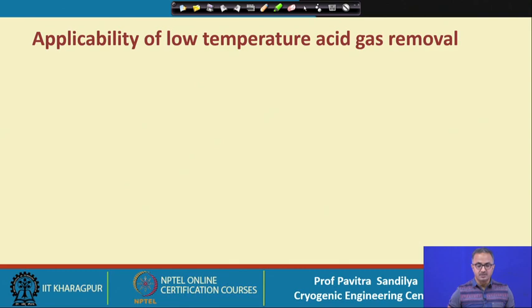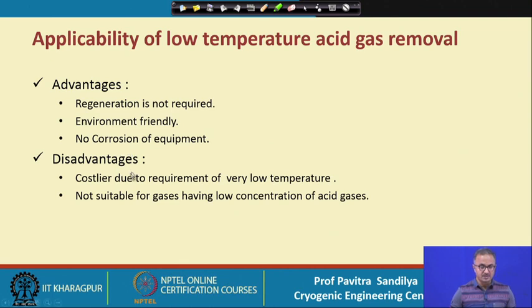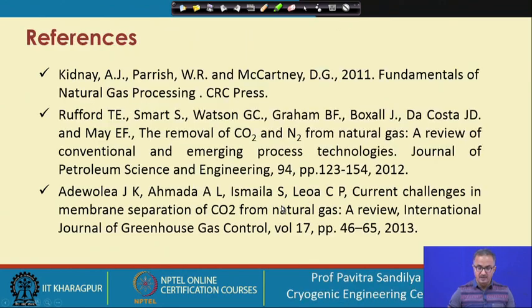So, this low temperature acid gas removal has some advantages, like we do not need any kind of regeneration, they are environmentally friendly and there is no corrosion of the equipment, whereas the disadvantages are they are costlier due to the requirement of low temperature, and these low temperatures need different types of refrigeration systems, and especially we need to have some kind of cryogenic systems for this, which we are not talking about in this particular lecture, and they are not suitable for gases having low concentration of acid gas.